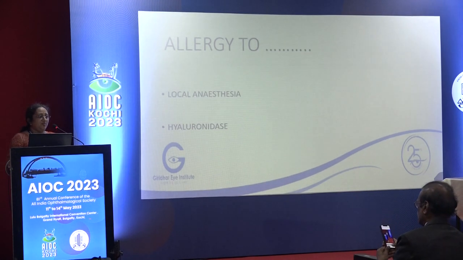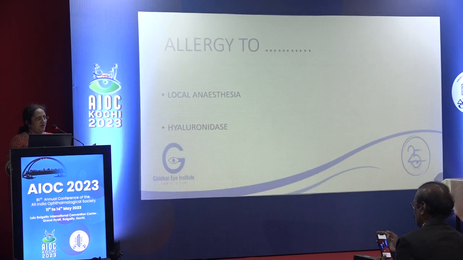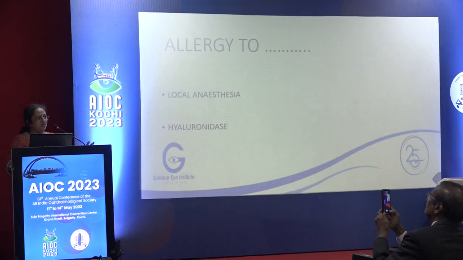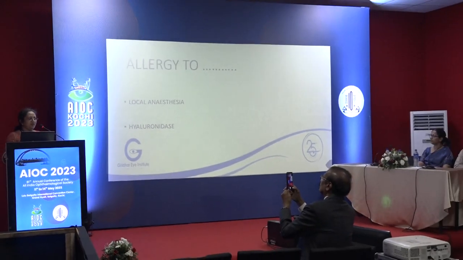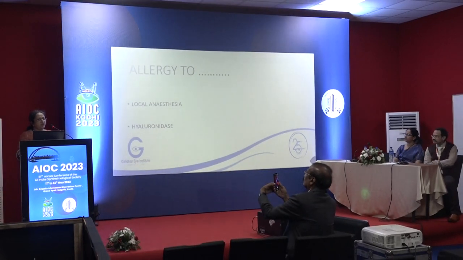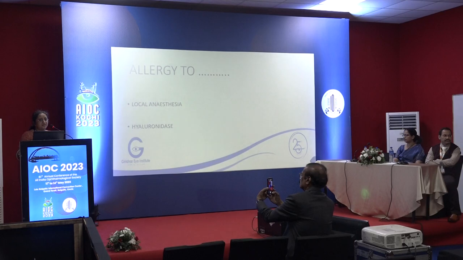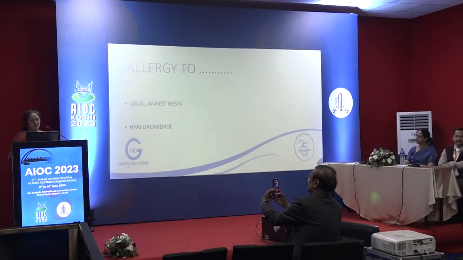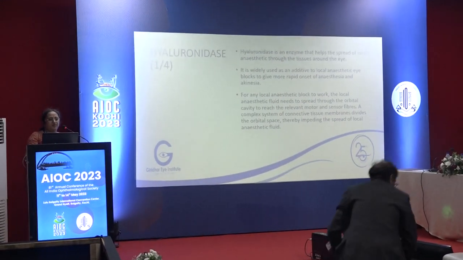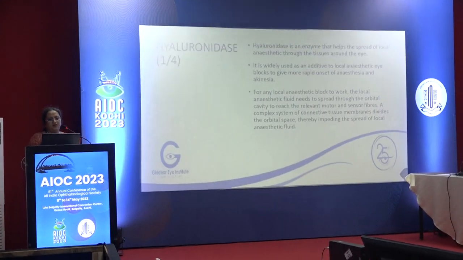So when we give a local anesthesia or inject an agent into the body, one of the main problems that you can expect is an allergic reaction to the drug that you have injected. So now you are injecting two things: local anesthetic with hyaluronidase. So what is hyaluronidase and why are we using it?